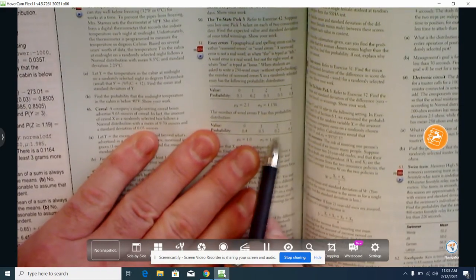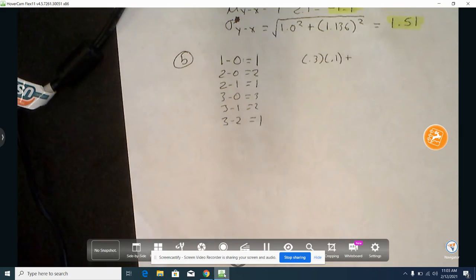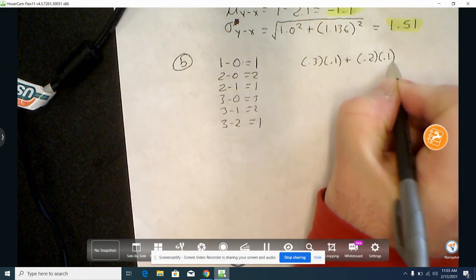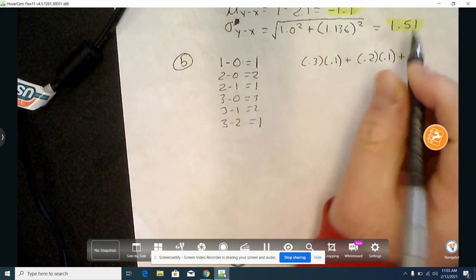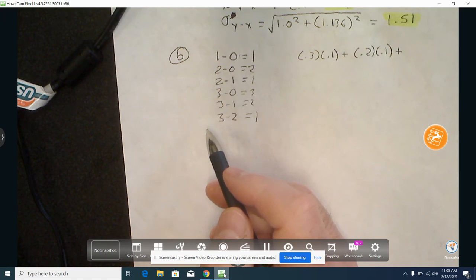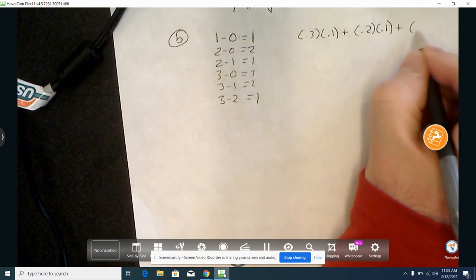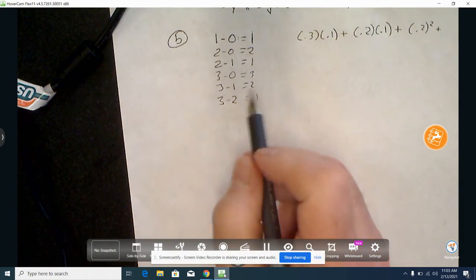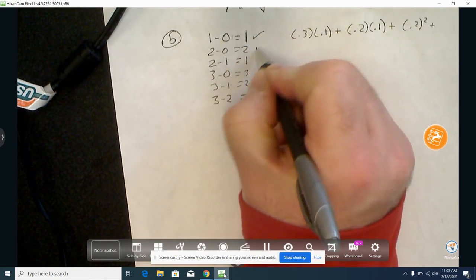So how about 2 minus 0? So 2 minus 0, 0.2 times 0.1. So 0.2 times 0.1 plus, and then I'm going to do them pretty quickly. So 2 minus 1 would be 0.2 times 0.2, or 0.2 squared, plus, and then the next one is, let's see, what have I done so far? This one, this one, this one.